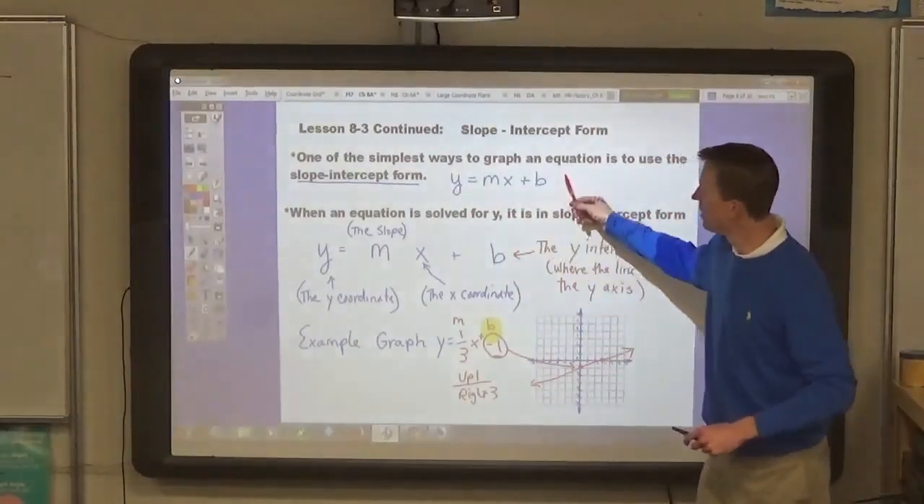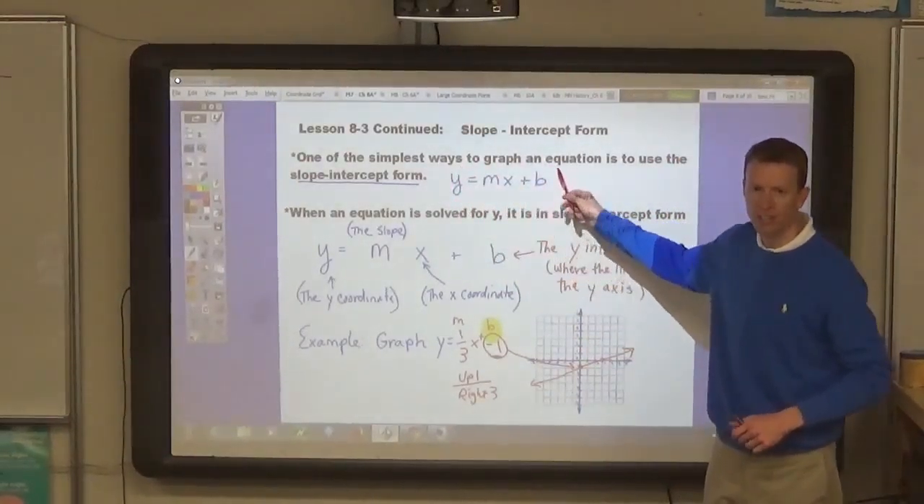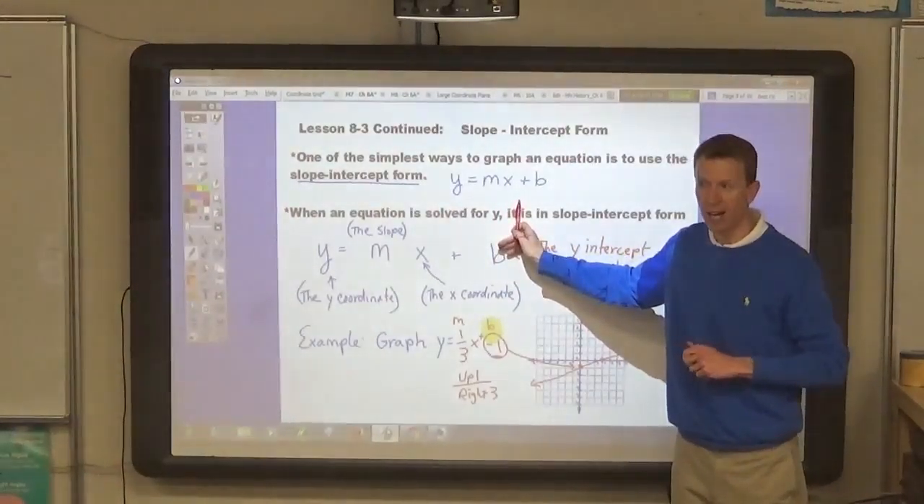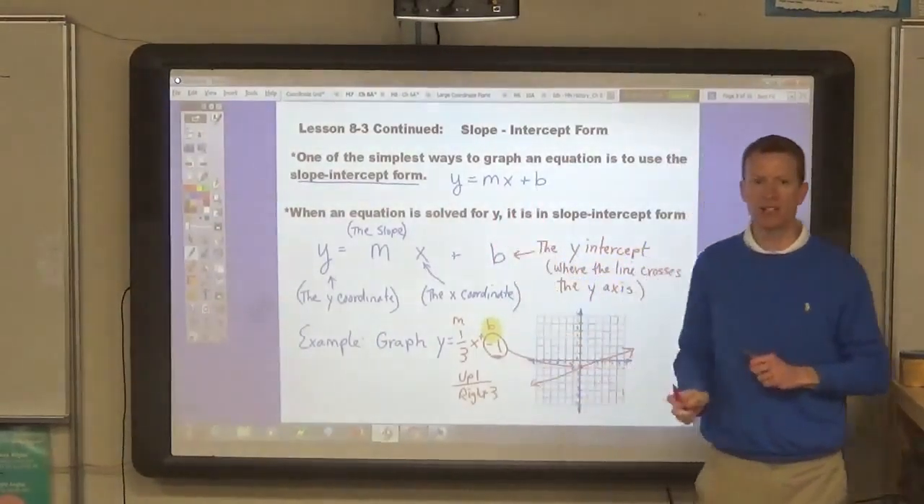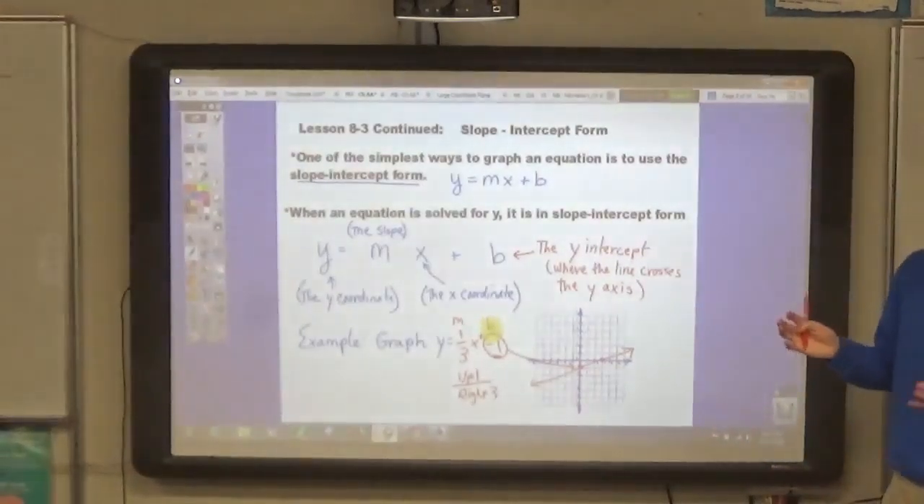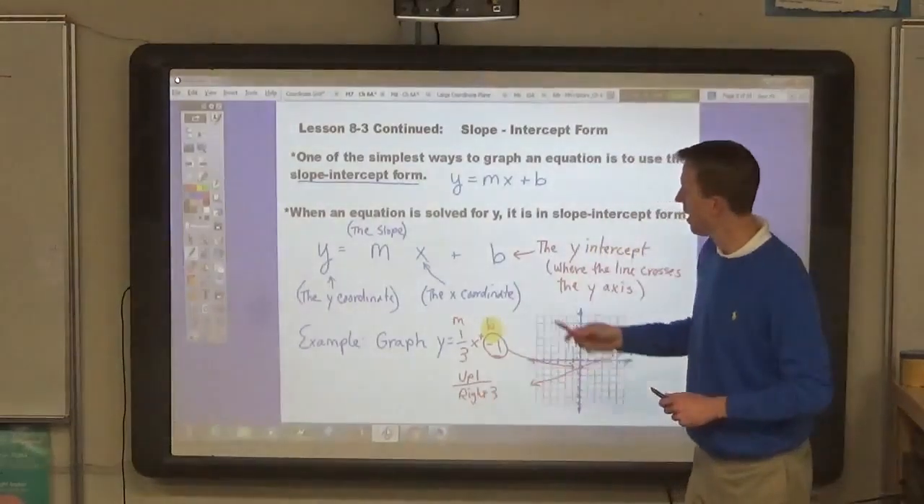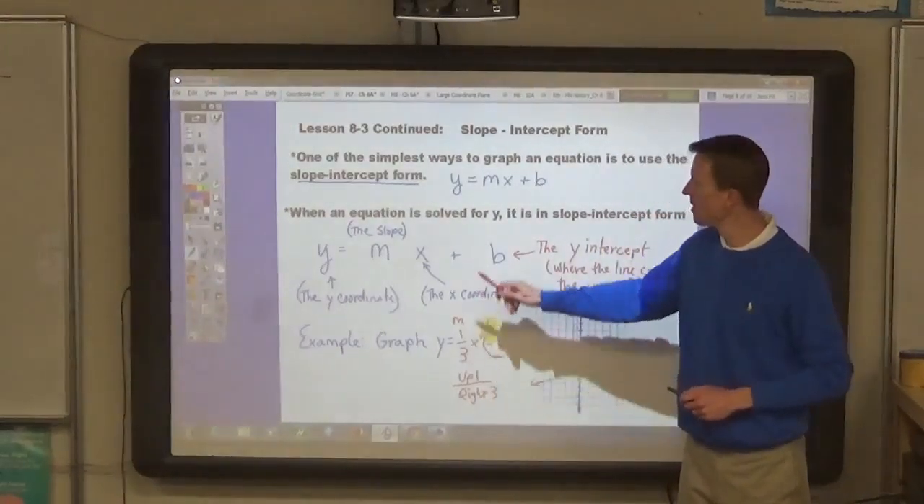What do you notice about this equation right away? What does it solve for? Yes, it's solved for y. So that's the first thing that you need to do to put an equation in slope-intercept form, is to solve it for y. Okay? And we'll do that later on in some examples.